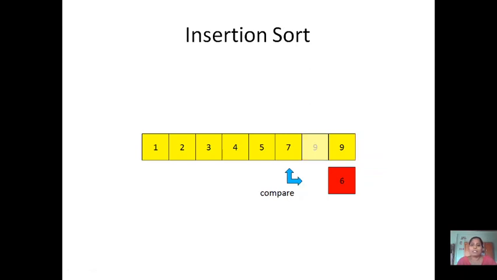Now comparing with 7, 7 is bigger value, move it. Now comparing with 5, 5 is smaller than 6. So you have an empty place in between 5 and 7. So in this empty position, you have to store this temporary variable. So now the entire list is in sorted order.